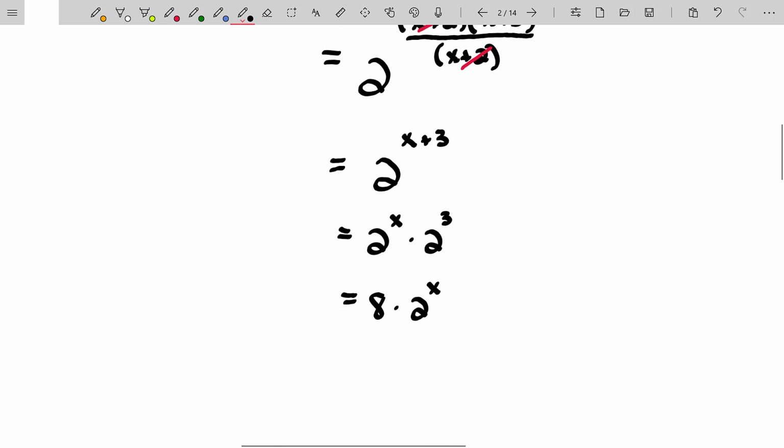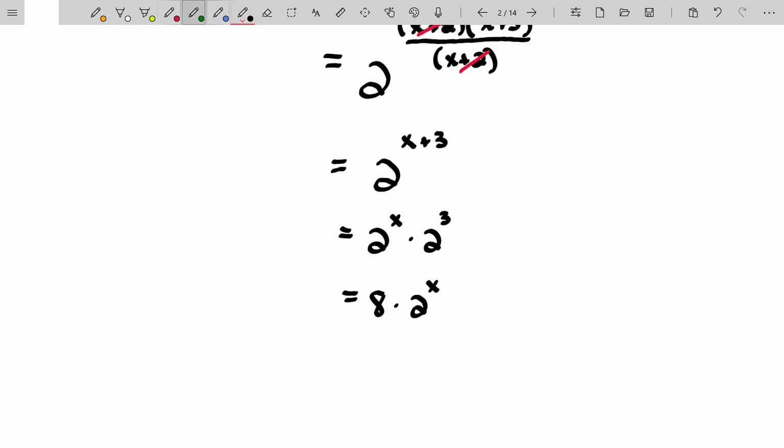But to be honest with you, most instructors, myself included, would be super happy if you got down to this and left it like that. I think that's a perfectly fine form, although this form right here is definitely equivalent. You're more than welcome to make that move. I just think it looks uglier. I think it's much easier to write it as just 2 raised to the x plus 3rd power.